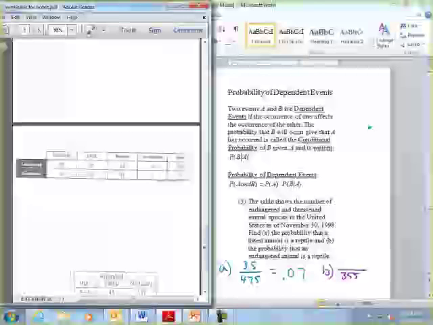And what about the numerator? 14. We're just looking at the endangered information in this one. So we want to limit that down to just endangered. And so 14 out of that 355 gives us about 0.04. Okay. So according to these percentages, 7 and 4, reptiles form a pretty small amount of endangered or threatened species.